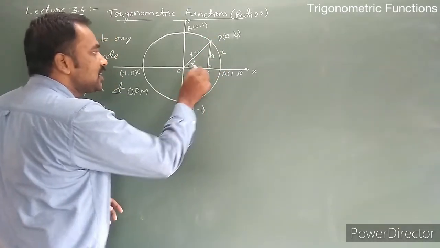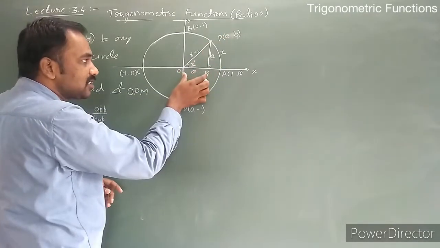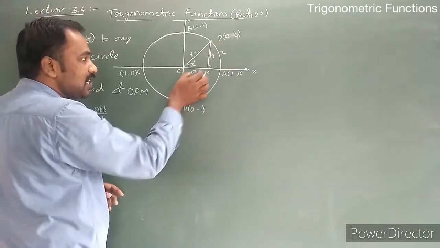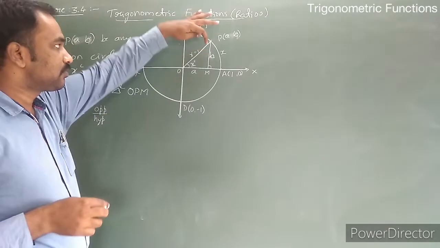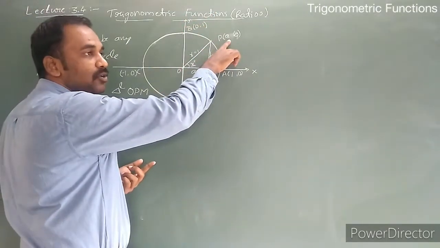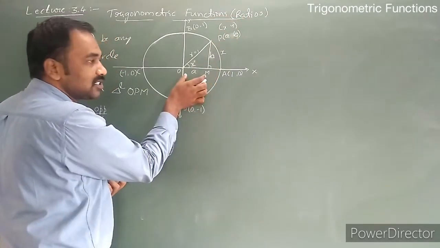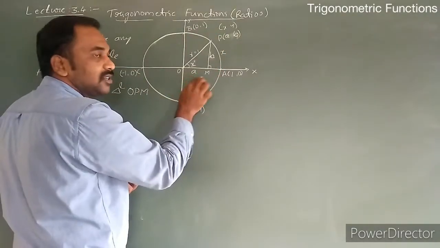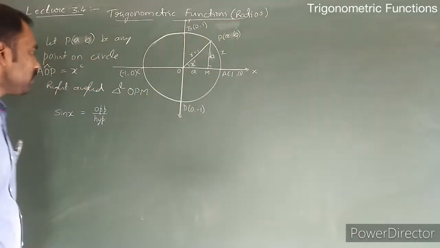And OM is A because the point is x comma y. This is the x coordinate, this is the y coordinate. The x value is nothing but A, the y value is nothing but B. You can easily clear this point. OM is x because of the point x comma y. This is the x unit, this is the y unit. So this is A, and the height is B. Okay, next one.